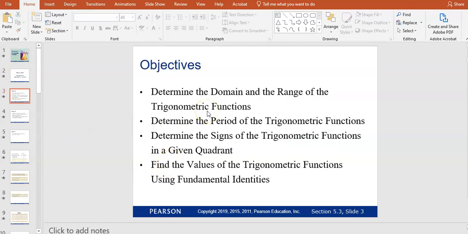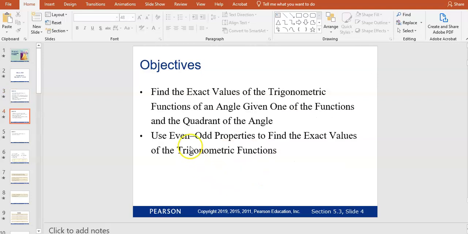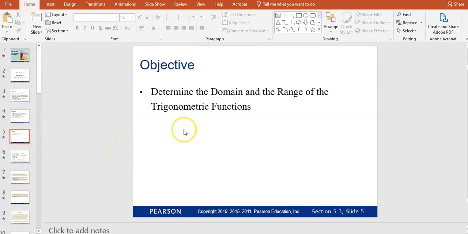We're going to determine domain and range of trig functions. We're going to determine the period of trig functions, the signs of the trig functions in a given quadrant, the values of trig functions using fundamental identities, the exact values of trig functions of an angle given one of the functions and the quadrant of the angle, and even and odd properties. So let's jump right in. Here we go. Determine the domain and range of trig functions.